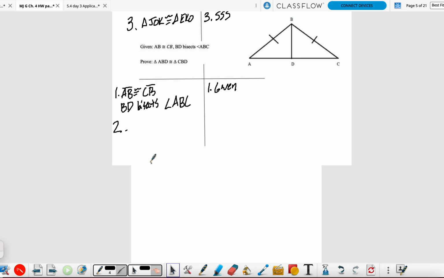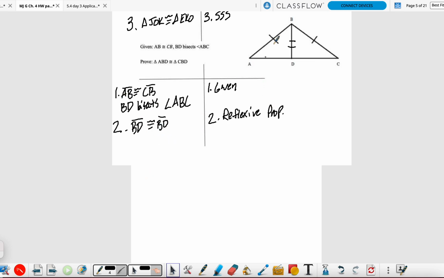Next thing we always do is look at our picture. Do we have any visual freebies? Do we have vertical angles or a shared side? We have a shared side again. Both triangles use BD, so you can say BD is congruent to itself. That is our reflexive property. Once again, you could have done DB is congruent to DB. The order of that doesn't matter.